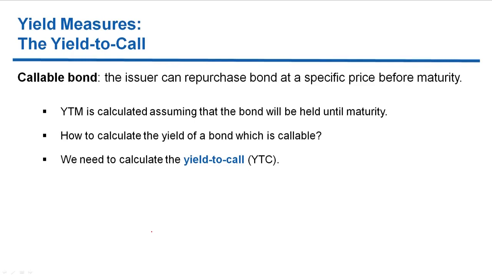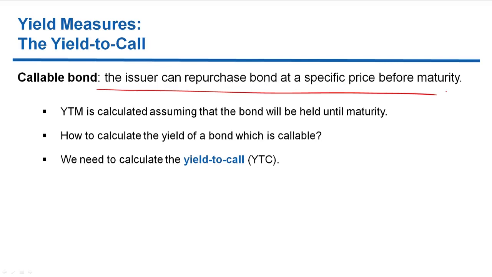And now we talk about another yield measure, which is called yield to call. And as you may remember, in one of the first units, we talked about callable bonds. A callable bond, let's recall the definition now, is a bond where the issuer can repurchase the bond at a specific price before maturity.